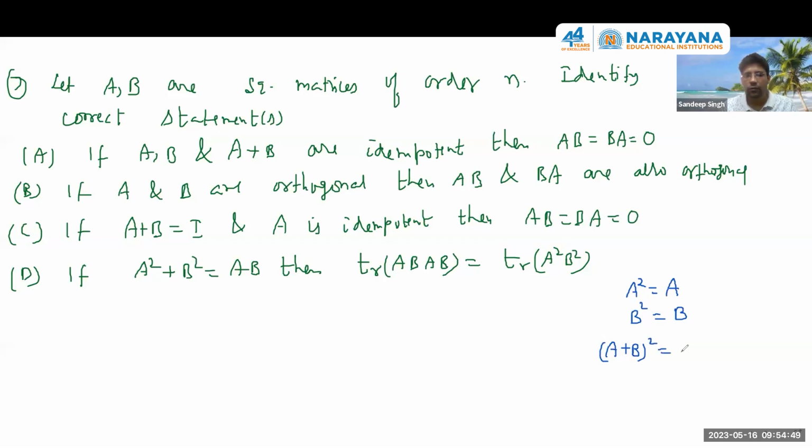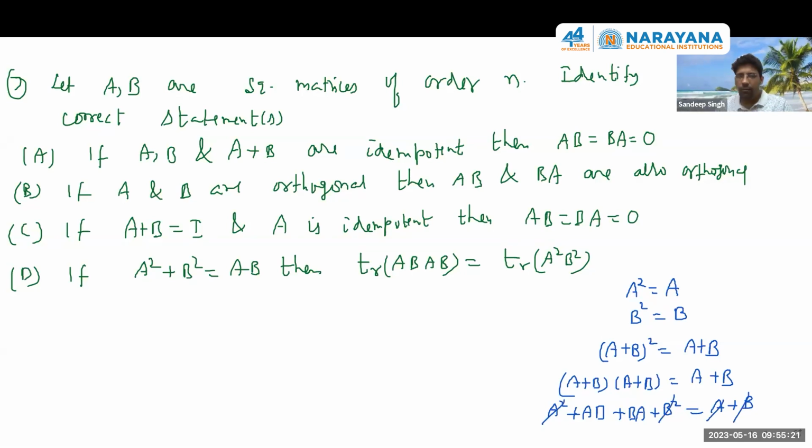That means (A plus B) whole square is how much? A plus B. So this you can write as (A plus B) into (A plus B). So this will be A square plus AB plus BA plus B square. This is equal to A plus B. Correct. So what you are getting is for sure AB plus BA is 0, since A square is A and B square is B. Acha, if AB plus BA is 0, can we ensure that AB and BA both will be 0? I don't think this is true, no?